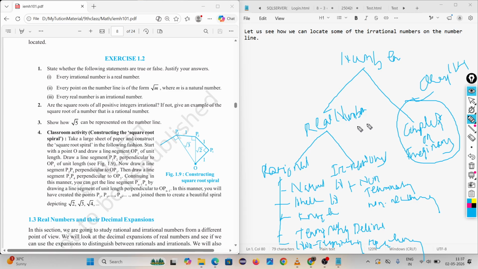Numbers are of two types: real number and imaginary or complex number. Real number is of two types: rational or irrational. Rational is further divided into natural number, whole number, integer, terminating decimal, and non-terminating recurring decimal. Irrational number is only one type: non-terminating, non-recurring. After you complete the writing, tell me.